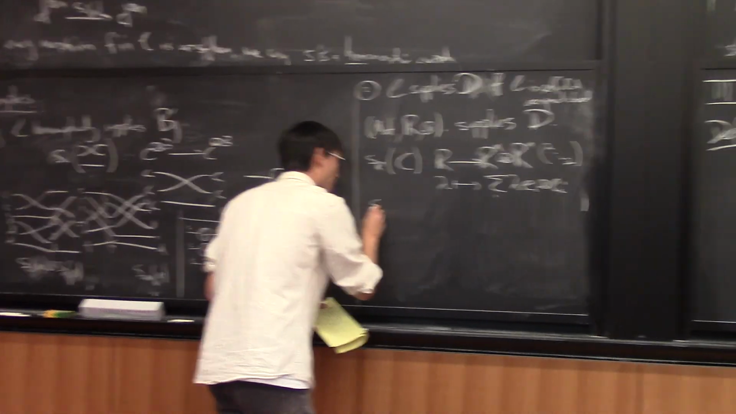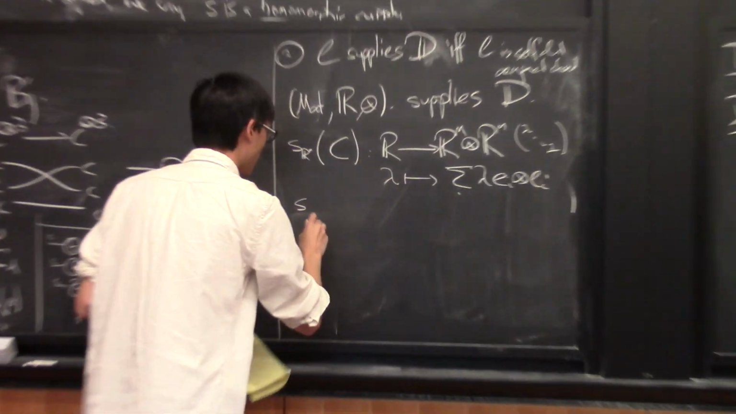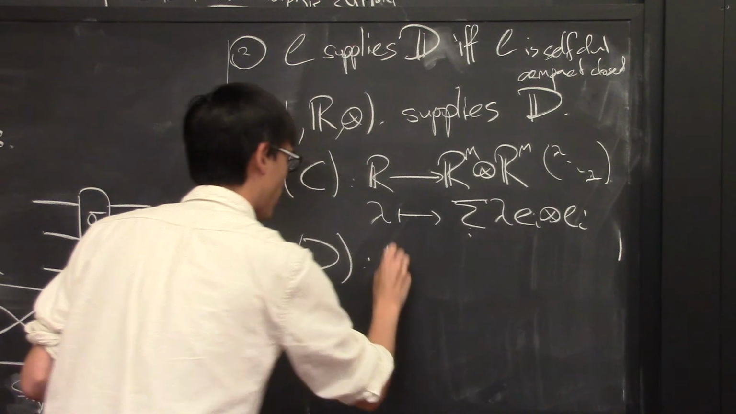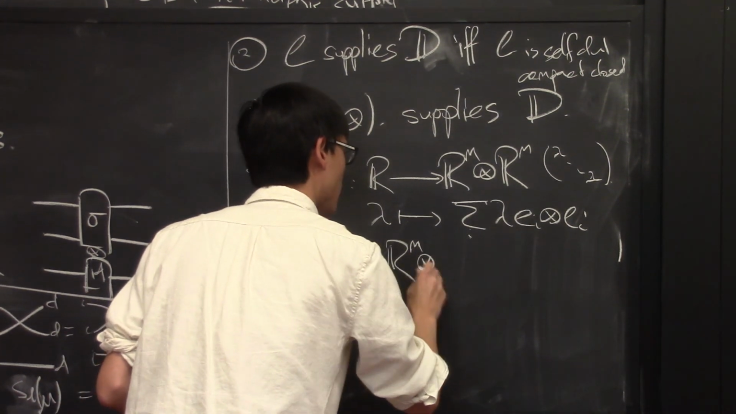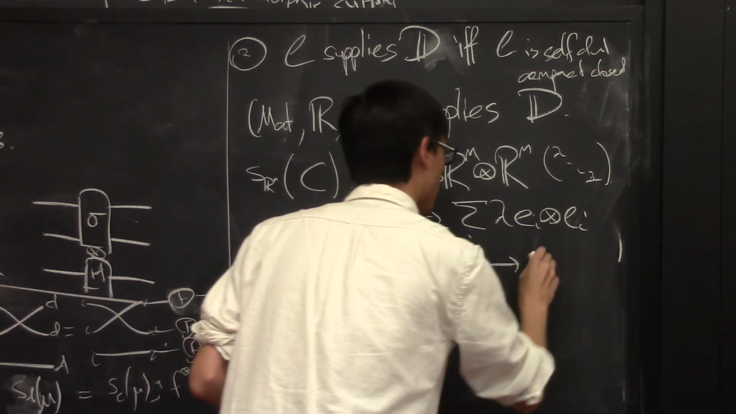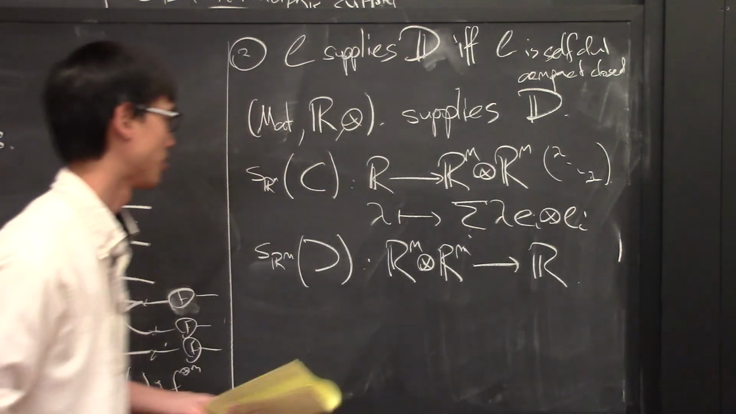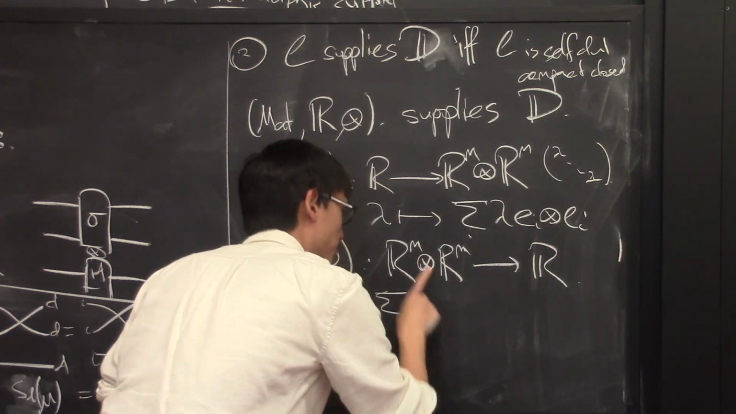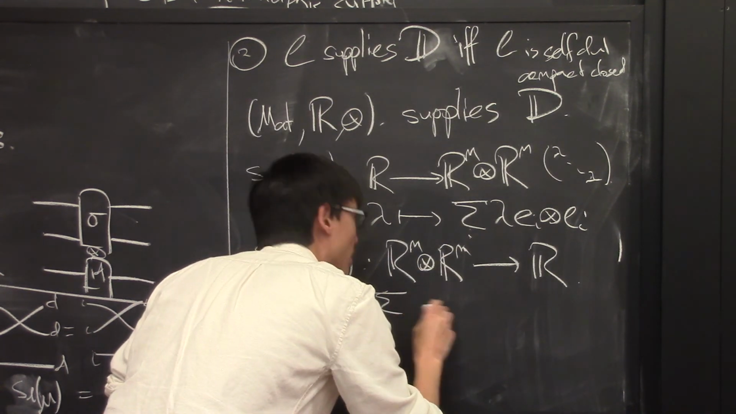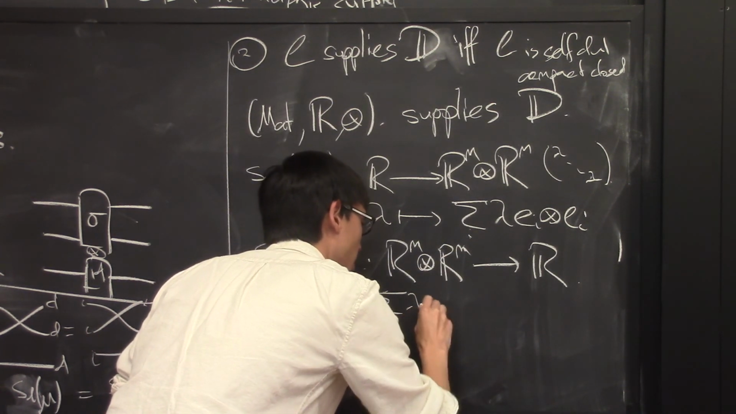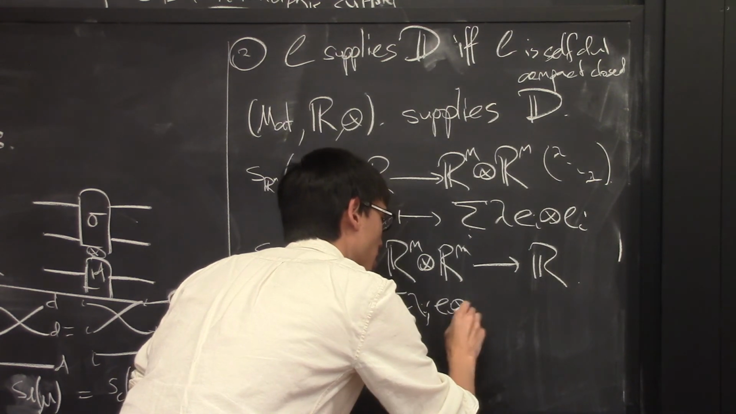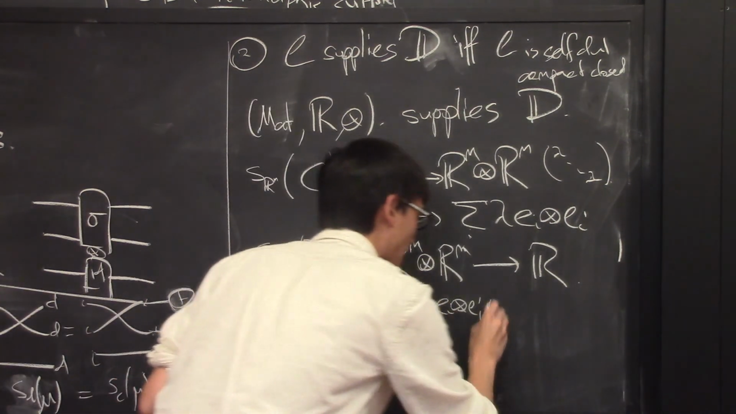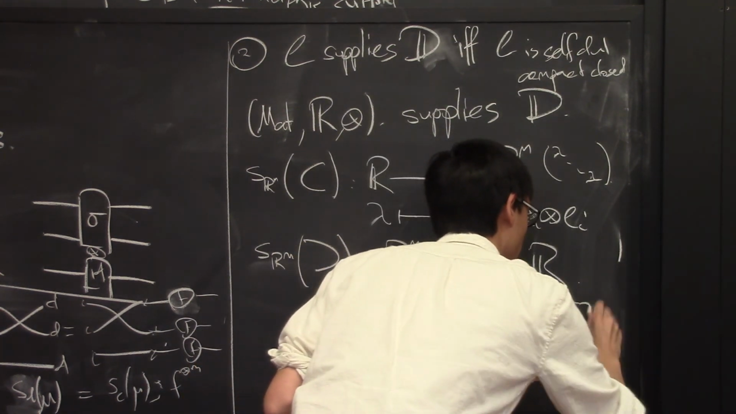Then we also need a map for the other generator D. This is a map from r to the m tensor r to the m to r, sorry, the monoidal unit. What this does is it takes an arbitrary element here, which we can think of as this matrix with entries lambda ij, and it takes the trace, so it sums over the diagonal.